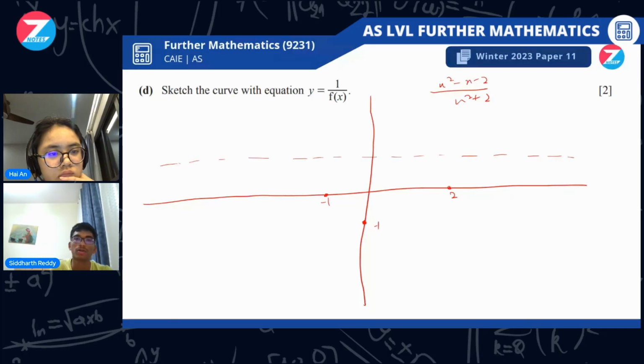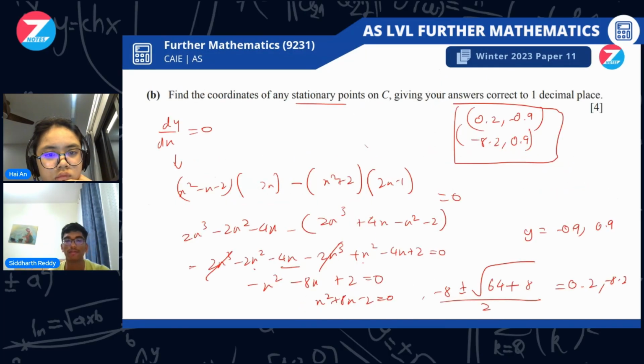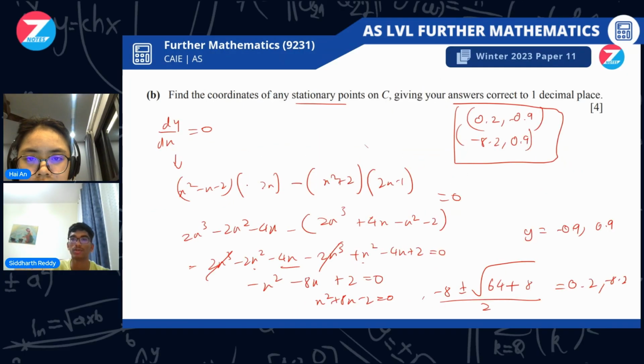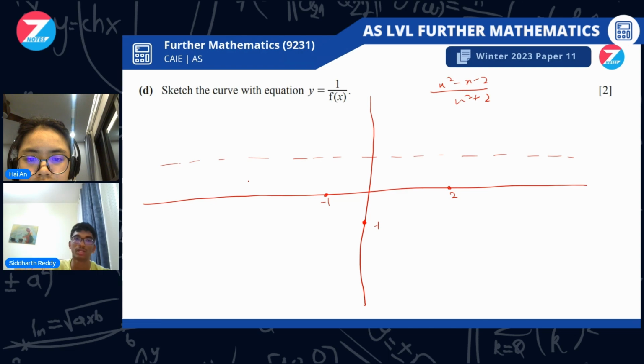Now the important part to note is that the stationary points are there, they will get divided, but their reciprocal has to be taken too. So here's the one stationary point we need to focus on, the one at minus 8.2 and 0.9. So it becomes 1 divided by 0.9, which is going to be something like 1.1. So it's actually something above the axis here. Now we can just look and check. It's going to be something like this.